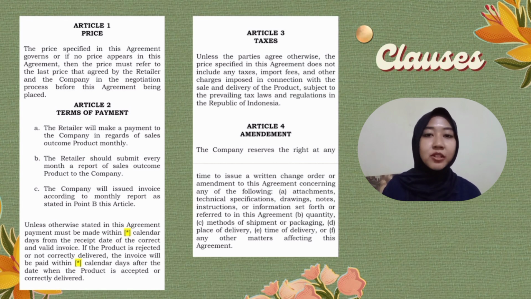Article 2 is about terms of payment, which in this article has 3 provisions, namely that the retailer must pay according to the result of product sales every month and are required to submit a monthly report, and the company will issue bills according to this monthly report. Unless otherwise stated in this agreement, payment must be made with it.